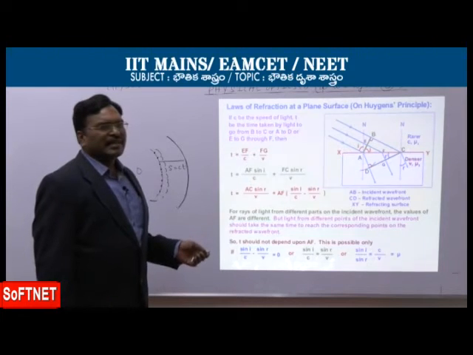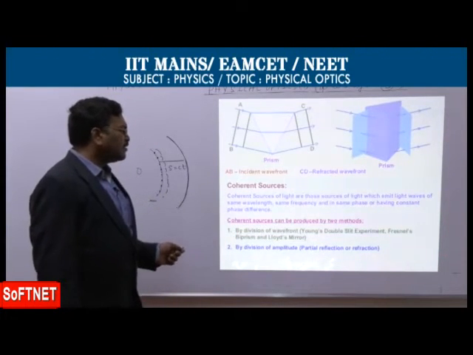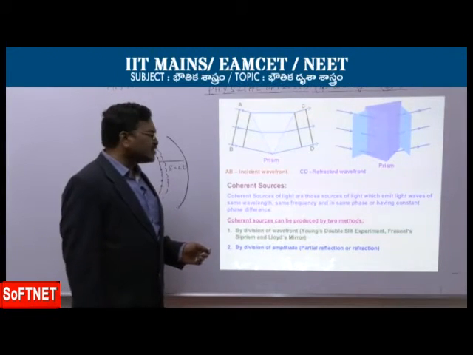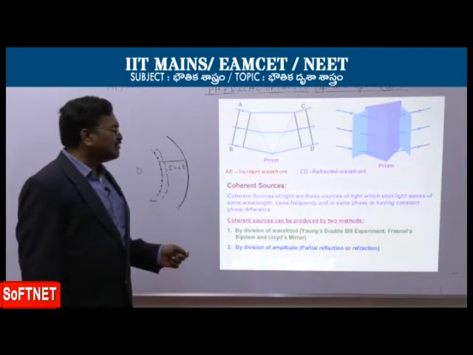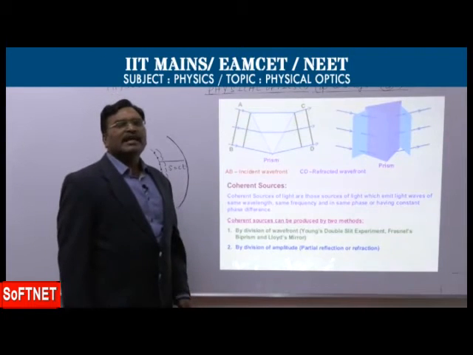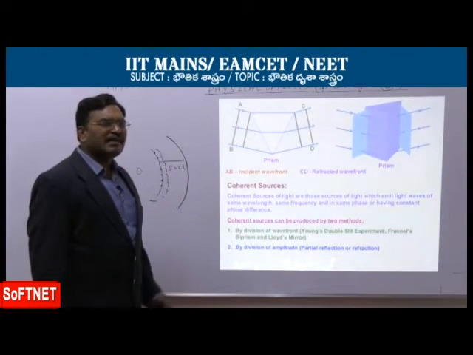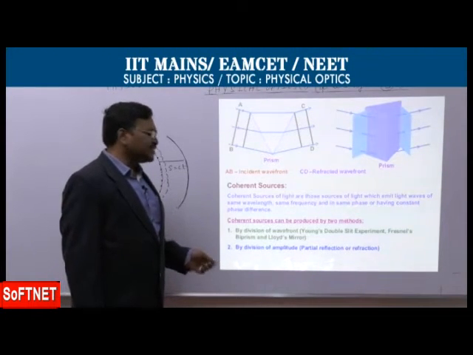Next we have coherent sources. What are coherent sources? Coherent sources of light are those sources which emit light waves of the same wavelength, same frequency, and in the same phase or with a constant phase difference. Two light sources produce light waves of the same wavelength, same frequency, and in the same phase or constant phase difference.